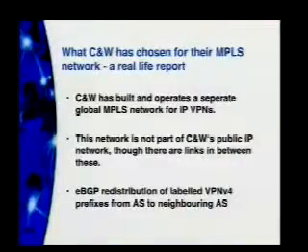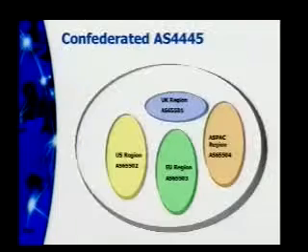Yeah, so the last point was what method we have chosen. Again, this is the third method, exchanging the labeled IPv4 VPN prefixes based on the route targets and route distinguishers. So our network looks like this. We have four regions, which are confederated under one AS 445. And we have a UK region, which is using a private AS, a US and European, and an Asian Pacific region.